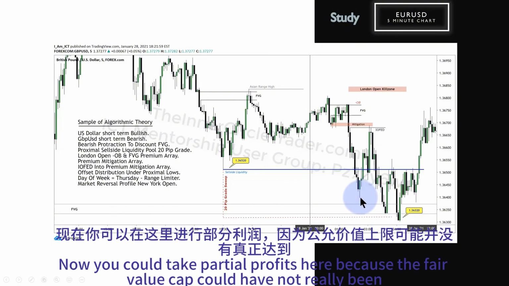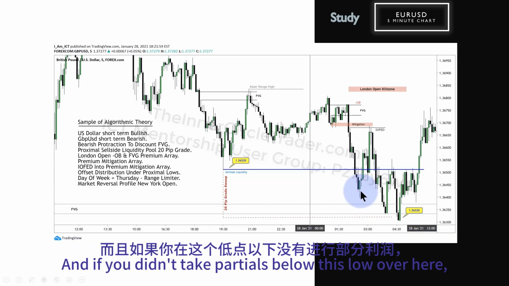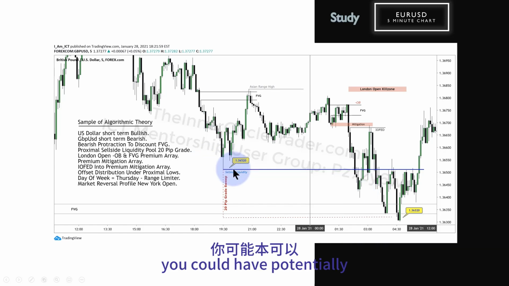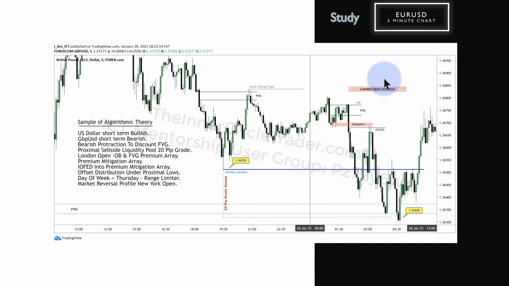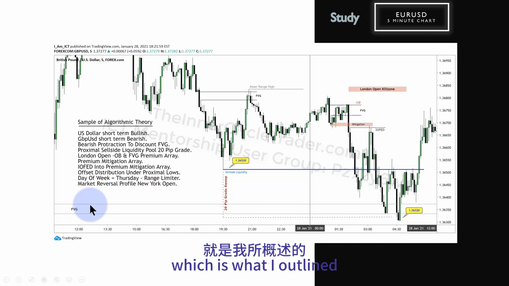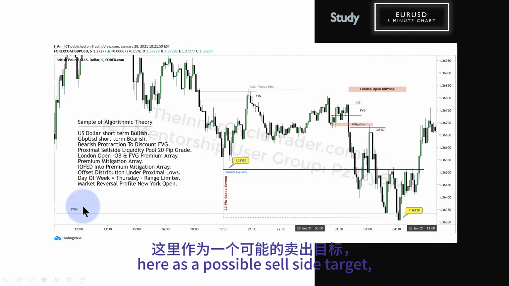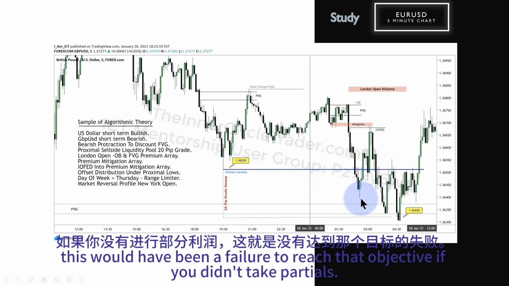Now, you could take partial profits here because the fair value gap could have not really been traded to. It could have avoided going down that low. And if you didn't take partials below this low over here, you could have potentially sat through a reversal and never taken profit. In other words, if you're looking for your absolute objective, which is what I outlined here as a possible sell side target, the fair value gap on the 15-minute time frame, this would have been a failure to reach that objective if you didn't take partials.